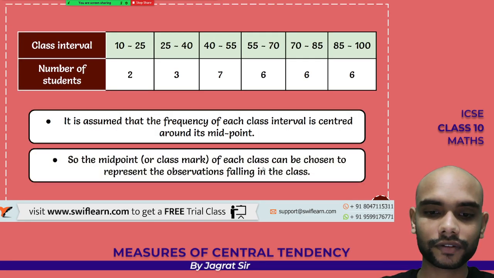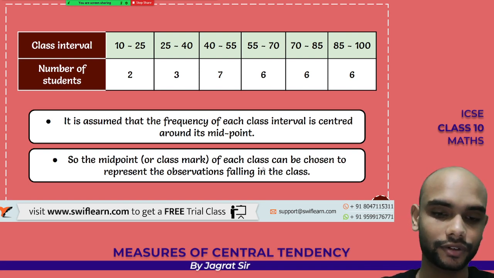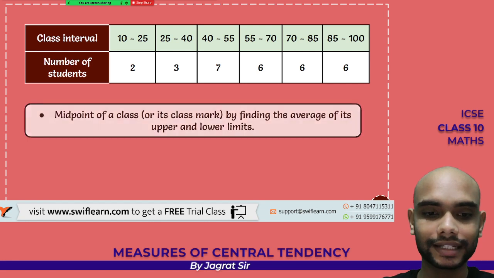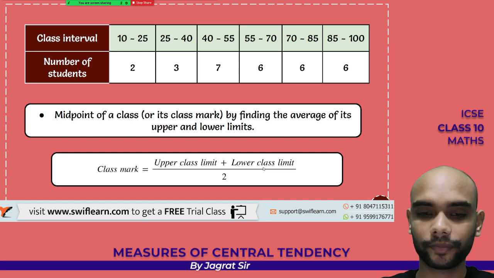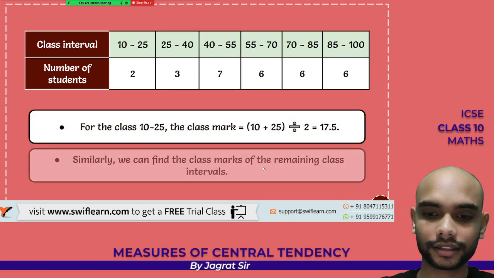So what will be the first step? First step will be to find out the midpoint of this, because we need an x to multiply this frequency with. So how are we going to find that x? We will just add the upper limit and lower limit and divide it by 2. Not this 2, this is the 2 of the formula. Okay. For 25 and 40, we are also going to divide it by 2 only. So you will get like this.